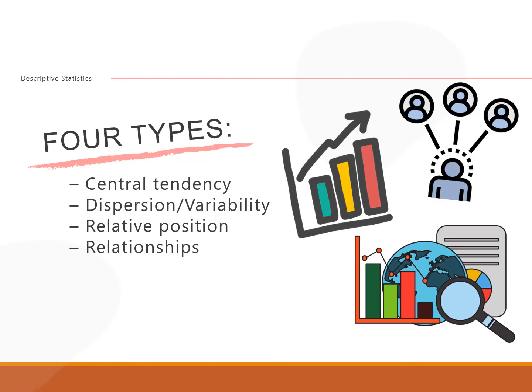We have four major categories underlying descriptive statistics. First, the measurements of central tendency: the mean, median, and mode. Also the measurements of dispersion or variability, such as the variance and the standard deviation. Then the relative position, and the relationship between samples, whether it is a positive relationship or a negative relationship.